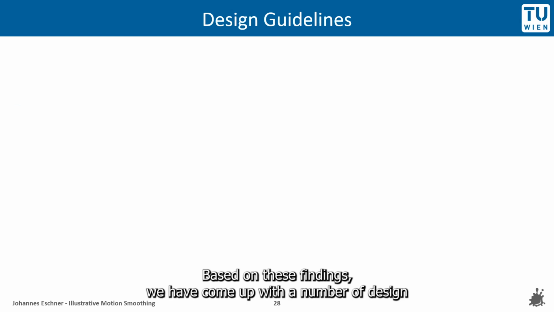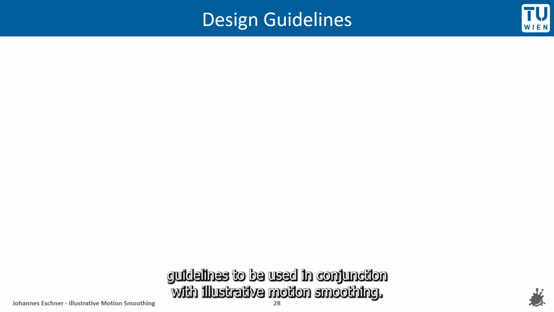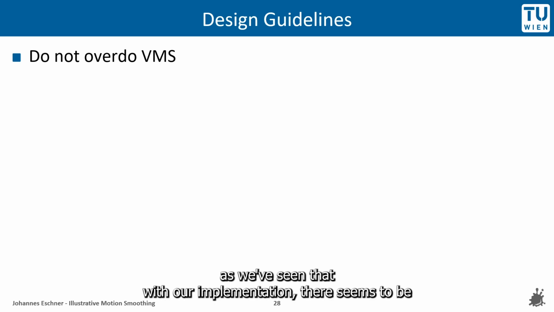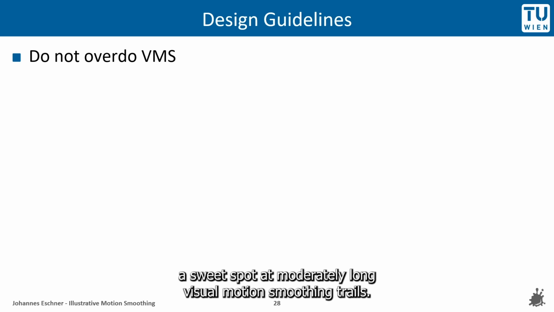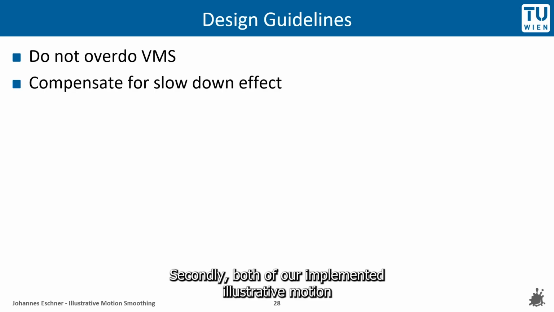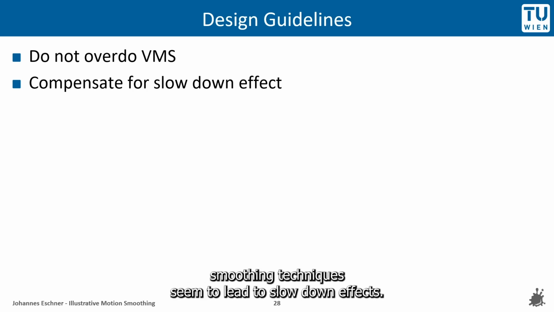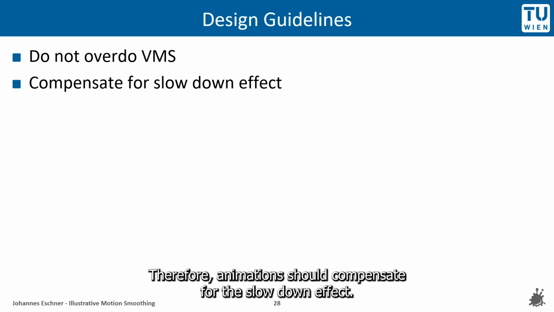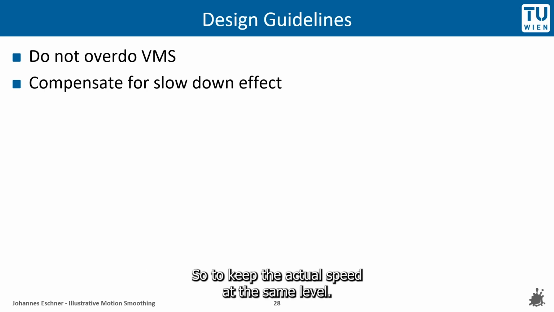Based on these findings, we have come up with a number of design guidelines to be used in conjunction with illustrative motion smoothing. The first one is not to overdo the visual motion smoothing, as we've seen that with our implementation, there seems to be a sweet spot at moderately long visual motion smoothing trails. Secondly, both of our implemented illustrative motion smoothing techniques seem to lead to slowdown effects. Therefore, animation should compensate for this slowdown effect to keep the actual speed at the same level.